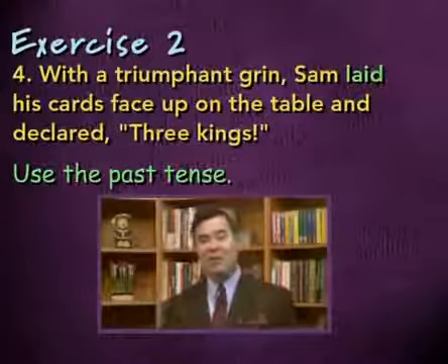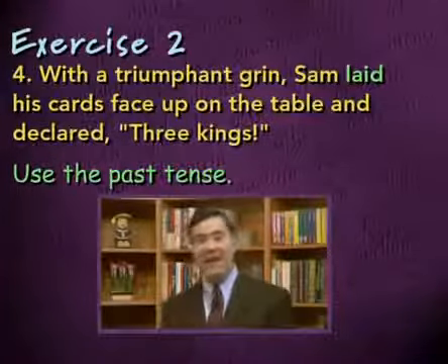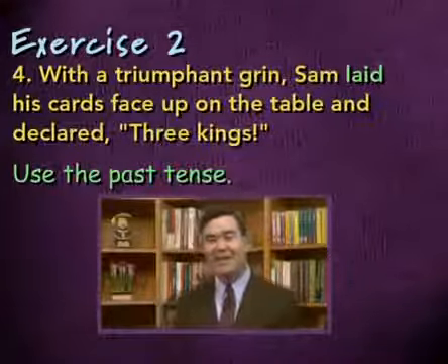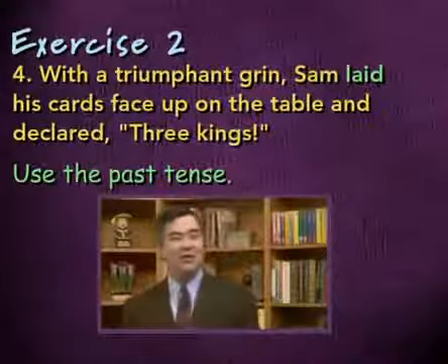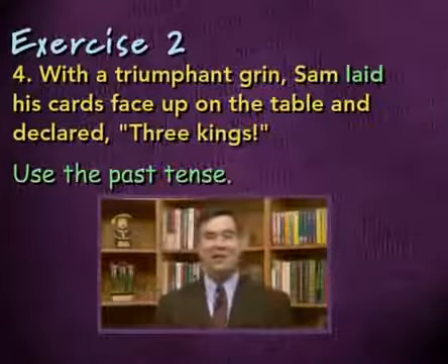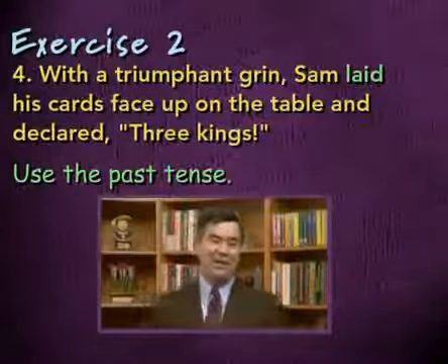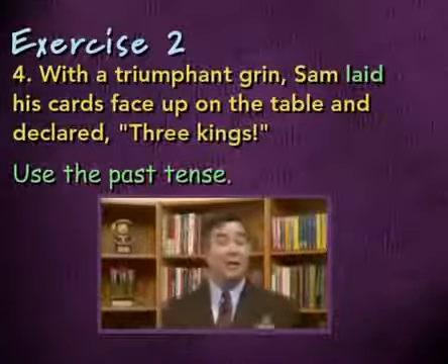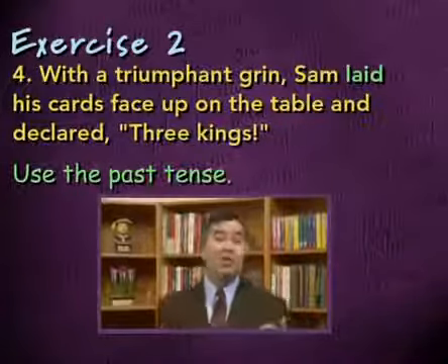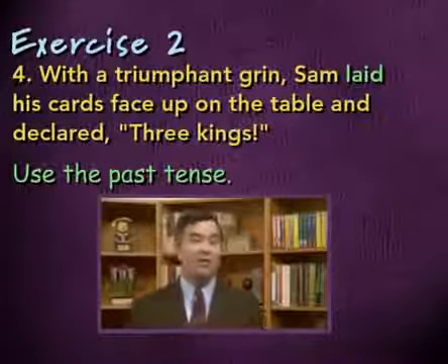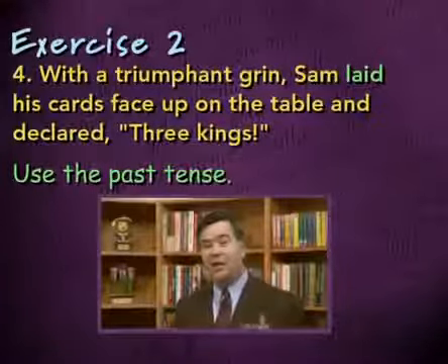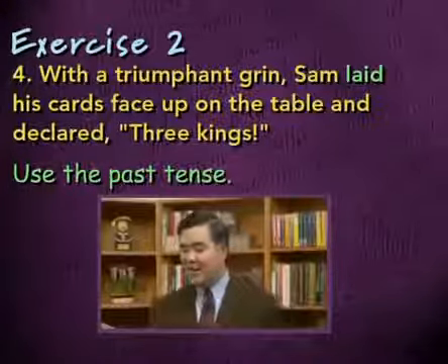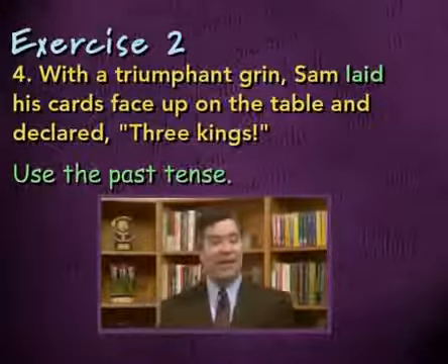Remember, the four principal parts of the verb to lay are lay, laying, laid, and laid. Instead, the author of this sentence has confused the verb to lie and to lay. We warned you that this is a very common confusion, and this sentence would be a typical example of how people use the wrong verb and thereby confuse both the meaning and the grammar. The sentence ought to read, with a triumphant grin, Sam laid his cards face up on the table and declared 3 kings.